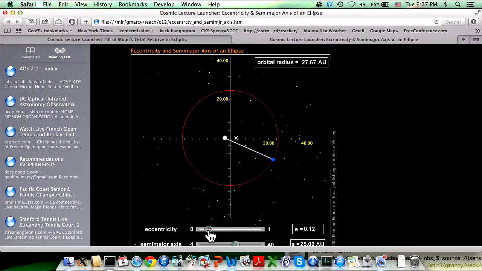But actual planets move in elliptical motion, and we're going to talk more about Kepler's discovery of elliptical motion, because there are 2 other discoveries Kepler made. You'll read about them in chapter 3, and we'll talk about it next time.